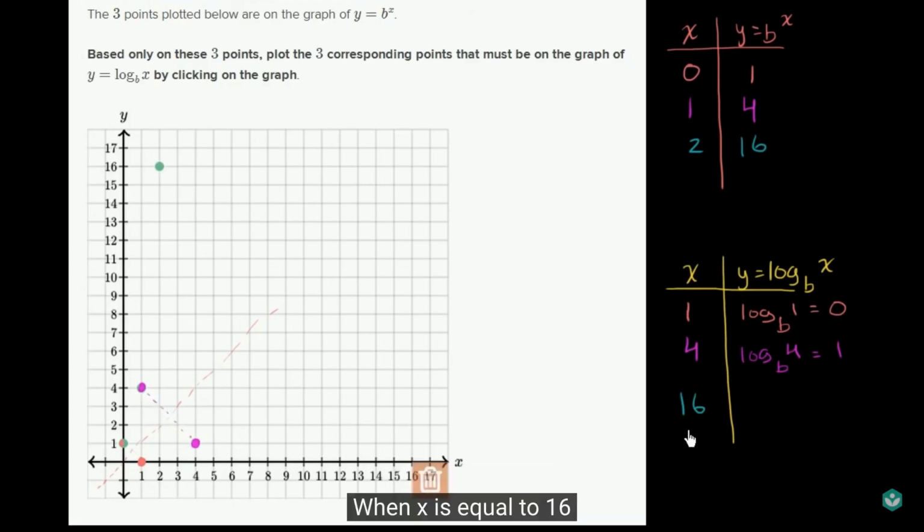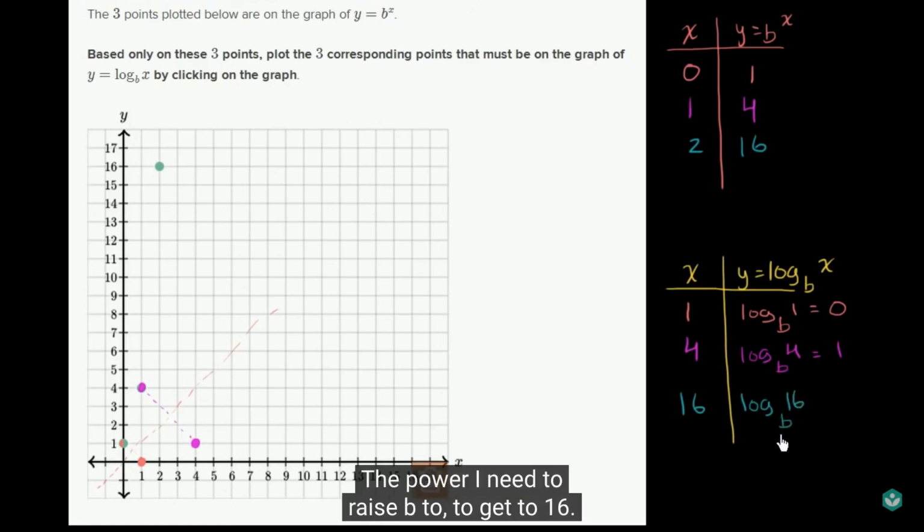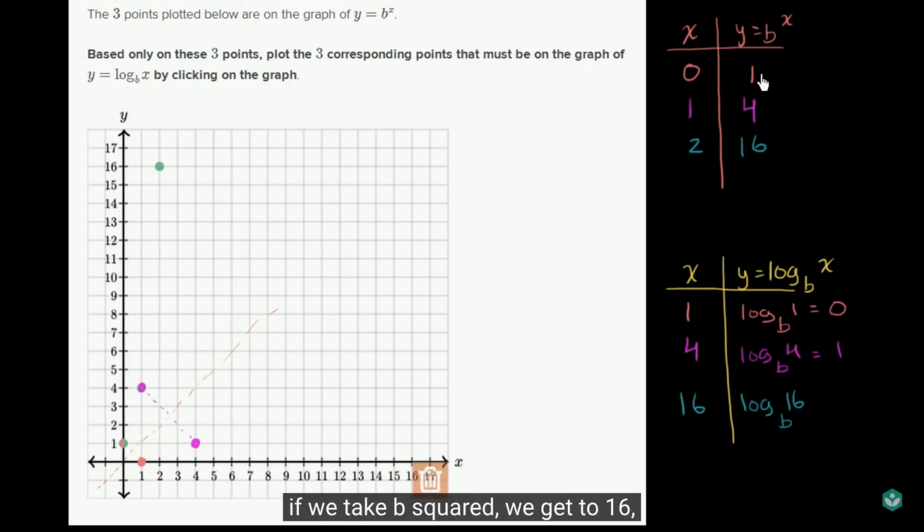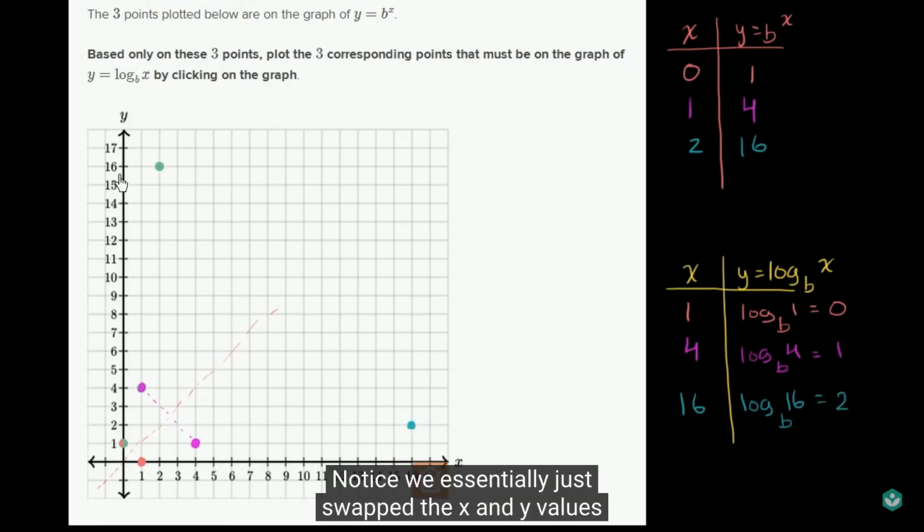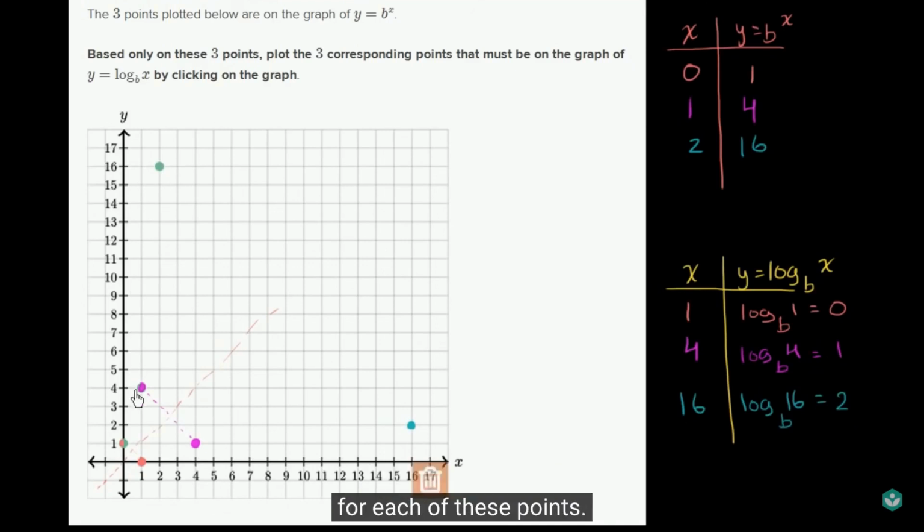And so when x is equal to 16, then y is equal to log base b of 16, the power I need to raise b to get to 16. Well, we already know, if we take b squared, we get to 16. So this is equal to 2. So when x is equal to 16, y is equal to 2. Notice we've essentially just swapped the x and y values for each of these points, which is why this is a reflection over the line y is equal to x.